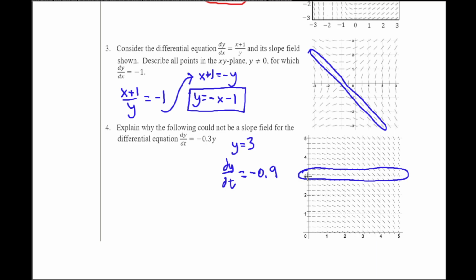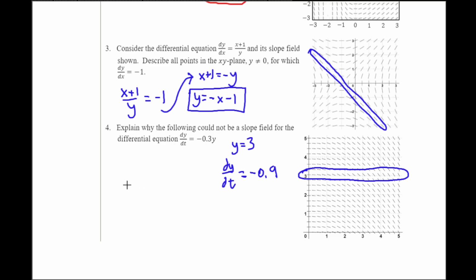But you can see at (0, 3), it's 0. But then as x increases, the slope's going down, but it shouldn't matter because it should only be influenced by y. But you can see every slope field hash mark in here that I circled is different, even though the equation is saying it should be -0.9. Therefore, this could not be a slope field for this given equation.